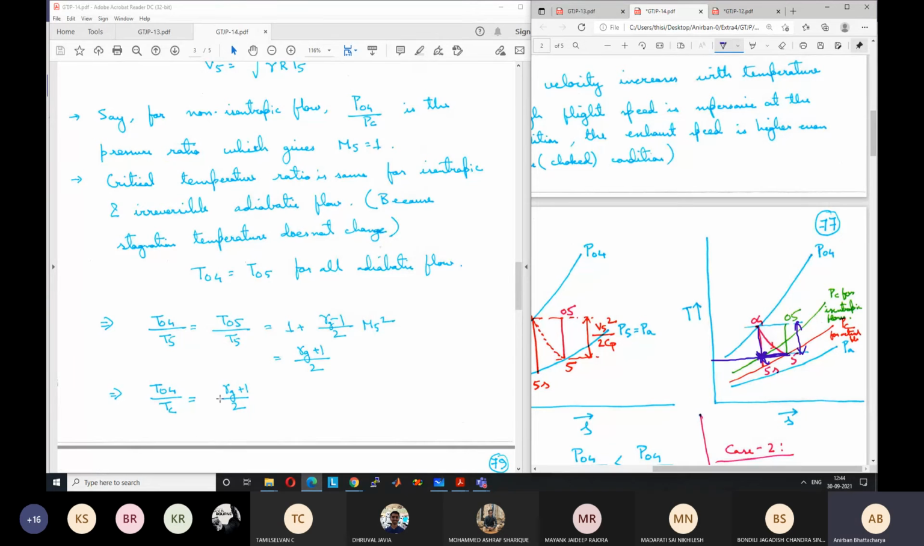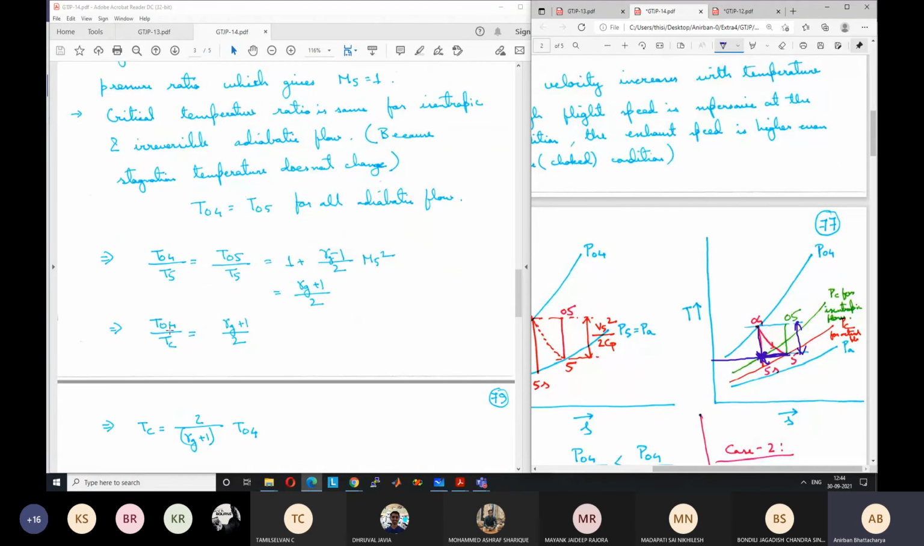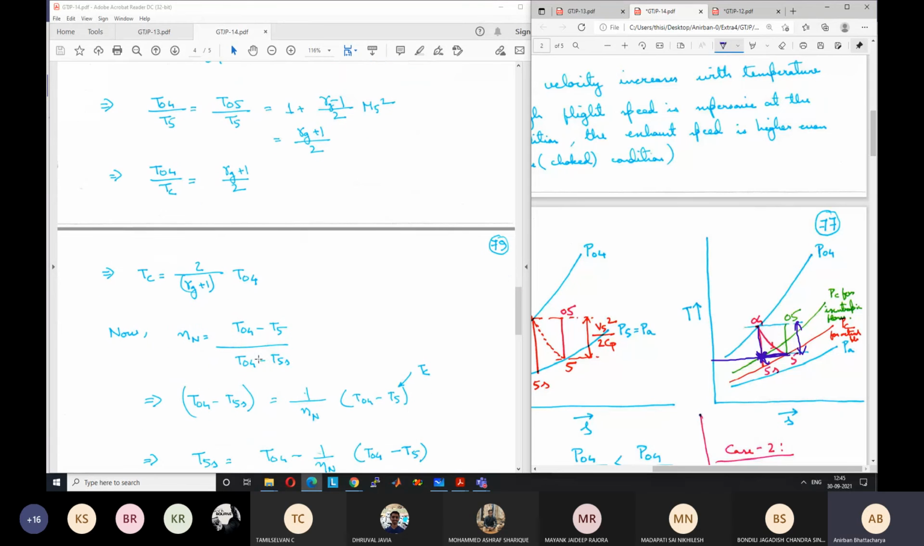Gamma of gas in this case. So if we know what is the inlet temperature, we can directly find out what should be the critical temperature. It does not depend on the frictional losses. For any nozzle, the critical temperature will be related to the inlet temperature by gamma plus 1 by 2. It only depends on the inlet temperature and gamma. So Tc is equal to 2 by gamma plus 1 into T04. I am just saying gamma, but always it is gamma of the gas.